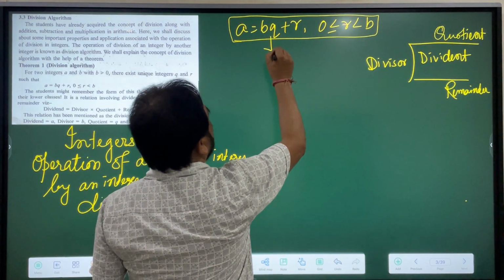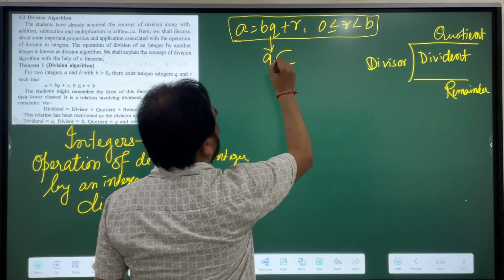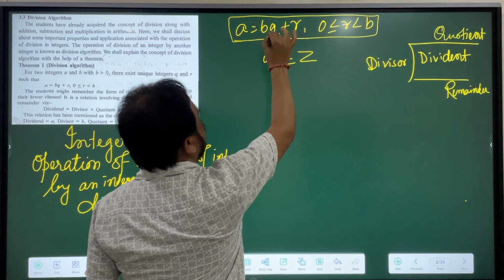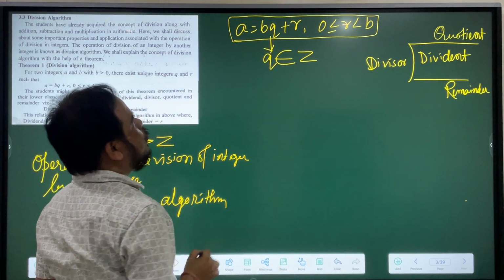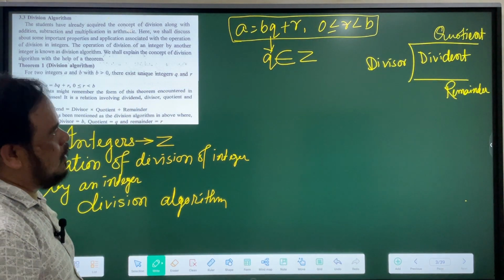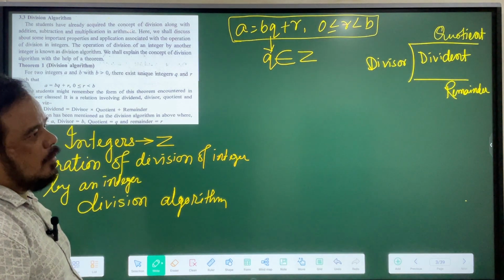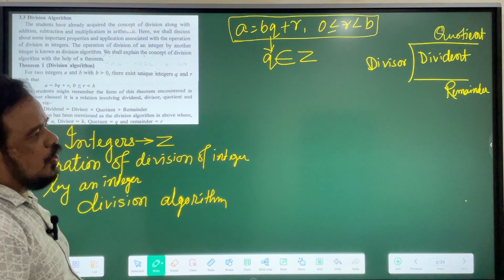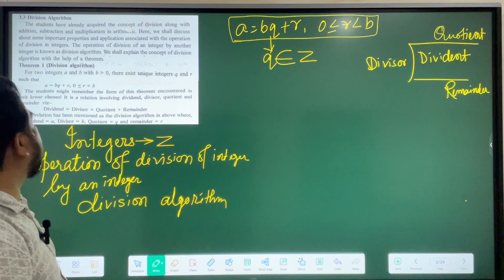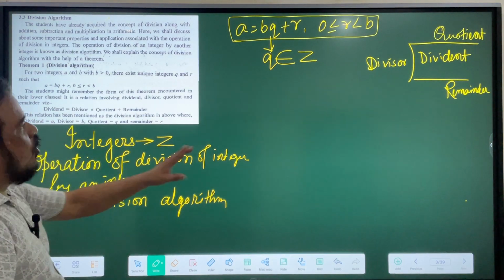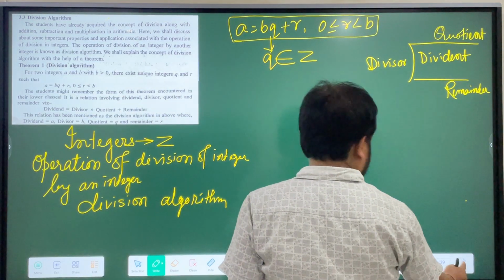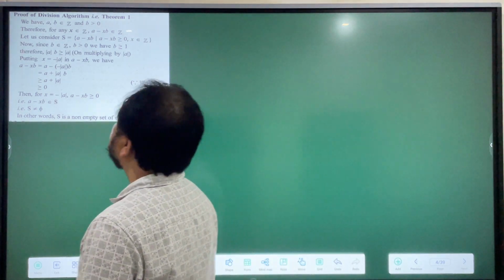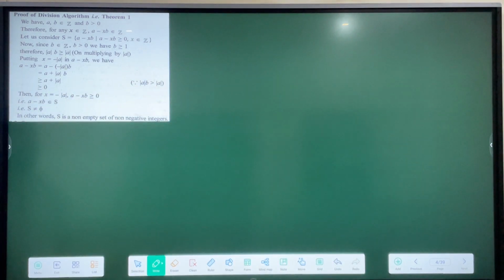What is Q? Q is always an integer, any integer. Anything. 0, minus, plus, any integers. So I hope you have understood this. So next, proof of this division algorithm, that is theorem number 1. Theorem number 1 actually we are going to prove now.